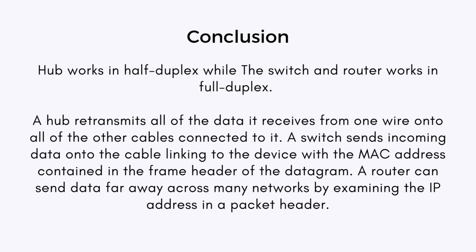Hub works in half duplex, while the switch and router work in full duplex. A hub retransmits all of the data it receives from one wire onto all of the other cables connected to it. A switch sends incoming data onto the cable linking to the device with the MAC address contained in the frame header of the datagram. A router can send data far away across many networks by examining the IP address in a packet header.